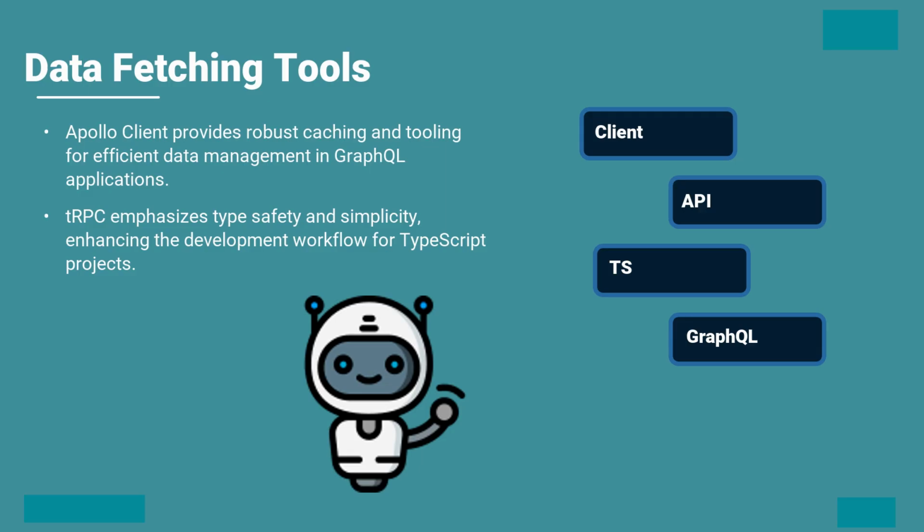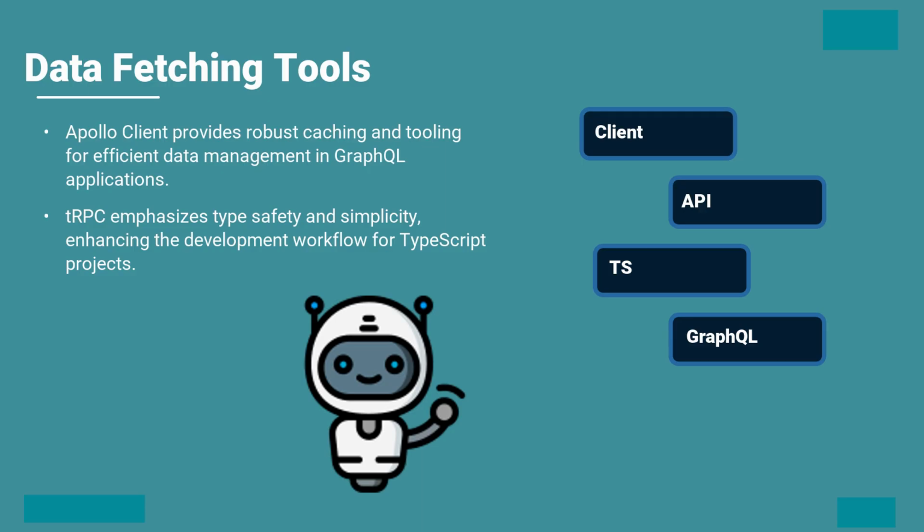Both Apollo Client and Trpc offer compelling solutions for data fetching within TypeScript applications, each with its distinct advantages. Apollo Client shines in managing GraphQL data with a rich set of tools and caching strategies, whereas Trpc excels in simplicity and type safety, streamlining the API development process. As a developer, choosing between these two technologies ultimately depends on your project requirements and personal preferences.